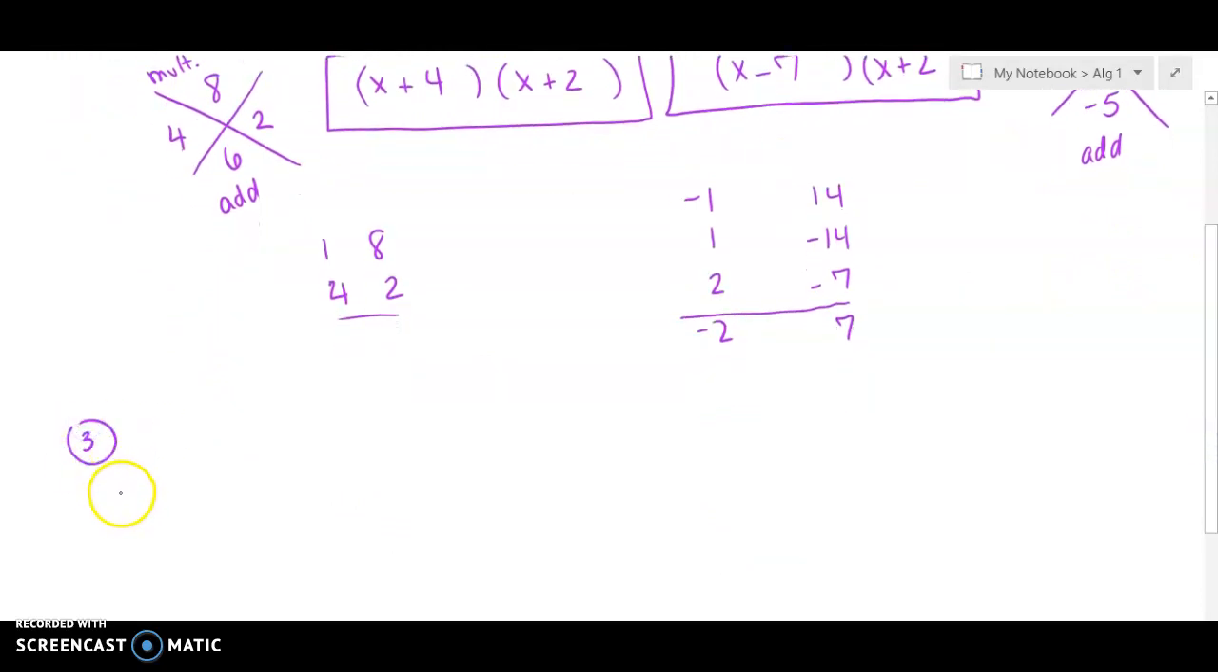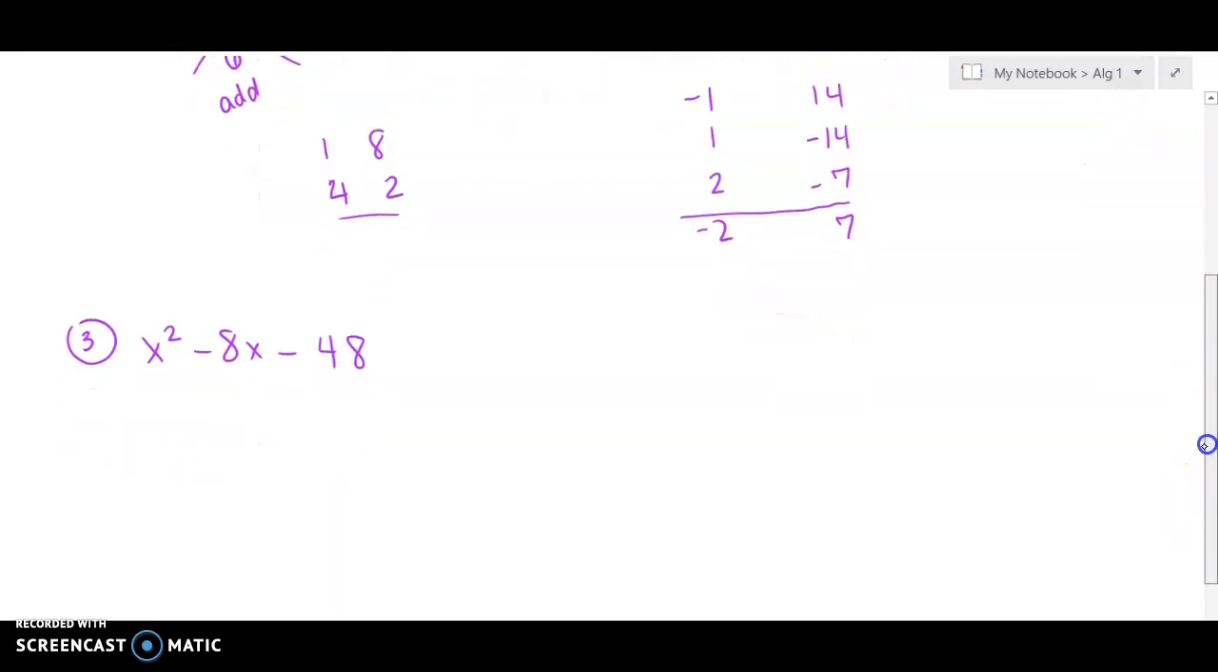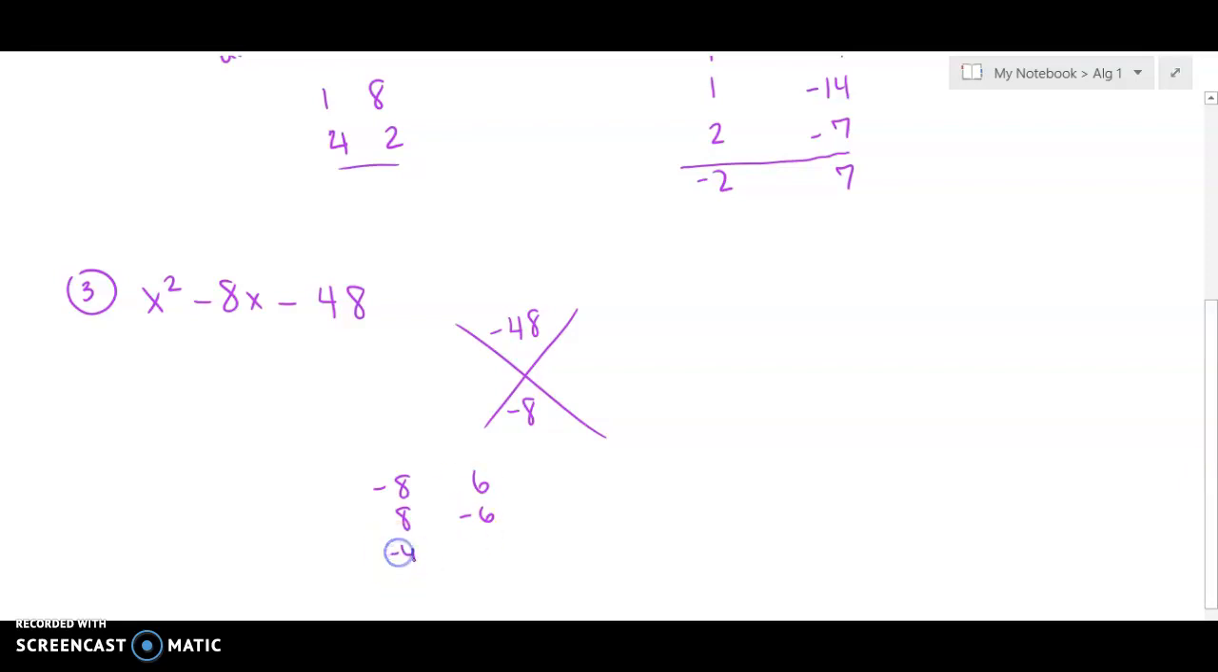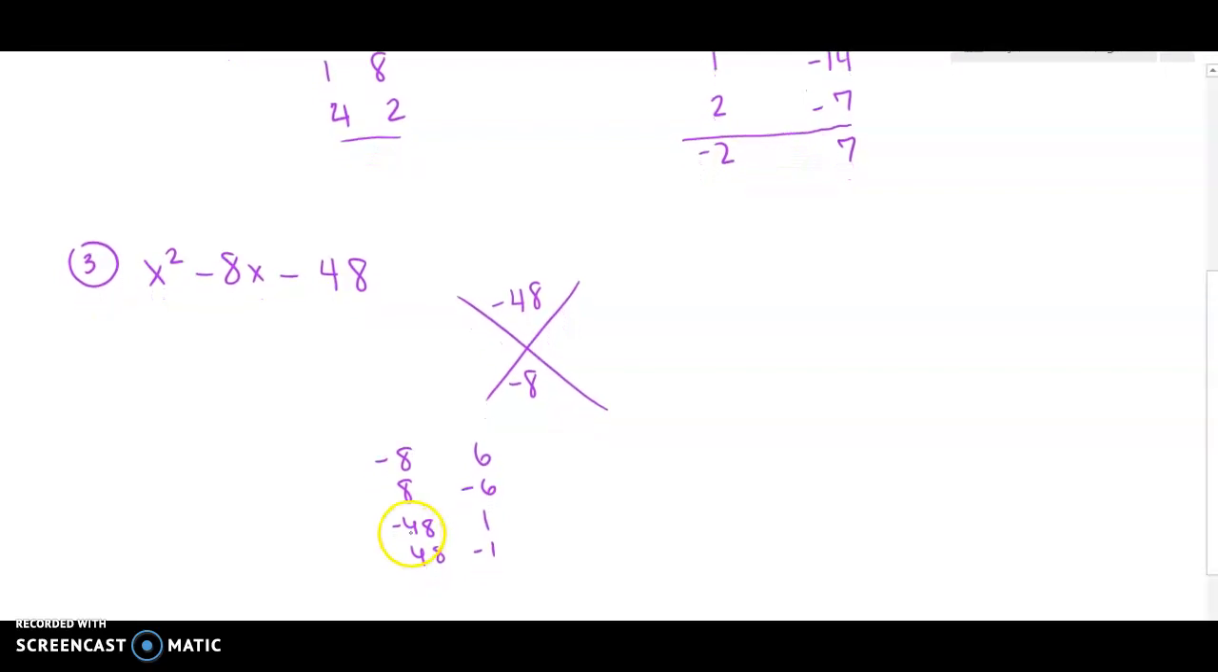Let's see. For number 3, okay, let's say that you have x squared minus 8x minus 48. Okay, so we've got to think about all the numbers that multiply to be negative 48. We're going to do multiplies to negative 48, and adds to be negative 8. So negative 48, you could do like negative 8 and 6, 8 and negative 6. You could do negative 48 and 1, 48 and negative 1. But none of those are really going to work as far as adding to negative 8. So let's try other numbers.